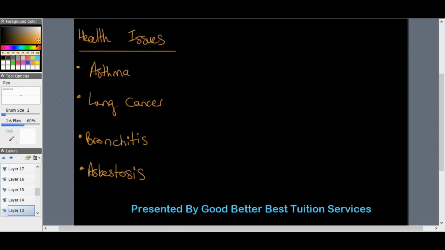The first health issue is asthma, which is a disease in which your breathing tubes become more sensitive to some substances in the air. Now we've all heard of someone saying, I'm having an asthma attack, or maybe seen someone have one. It's very scary. During an asthma attack, the breathing tubes become very, very narrow, allowing not a lot of air to pass through.